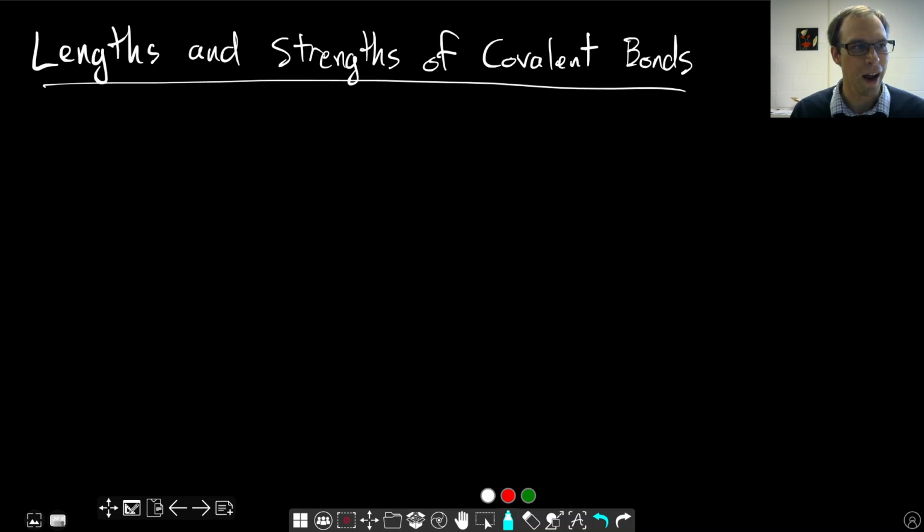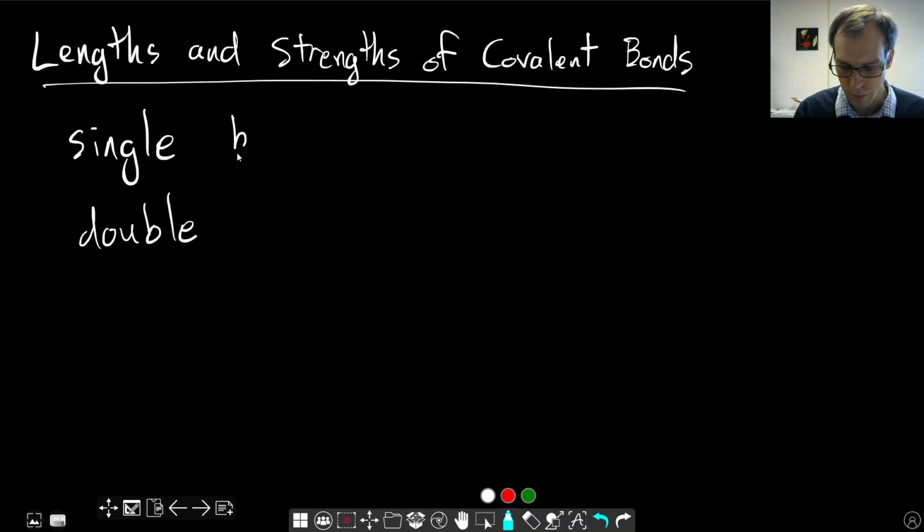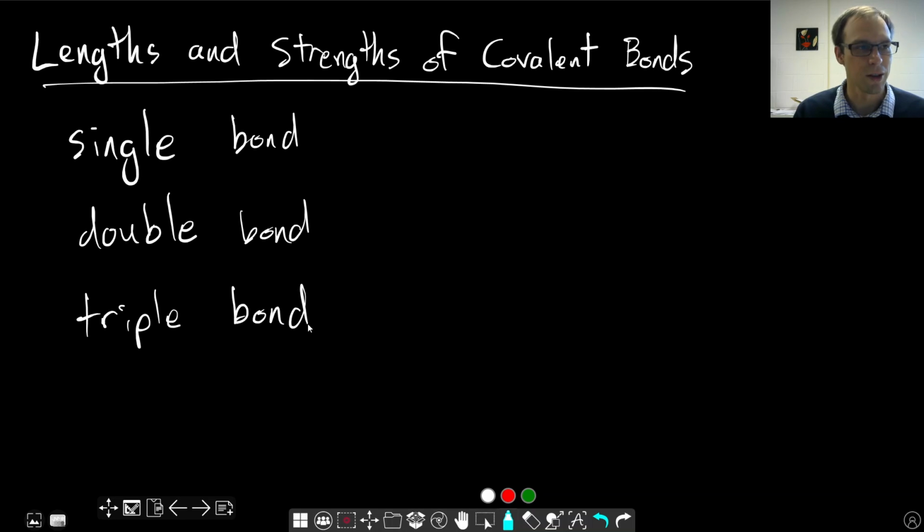So we have different kinds of covalent bonds, and the main differentiation we make is between whether a bond is a single bond, a double bond, or a triple bond. And in theory, you can go higher than that, but we'll limit ourselves up to triple bonds, and that's the highest you'll see, generally speaking. And we've already kind of looked at this a little bit when we were talking about resonance.